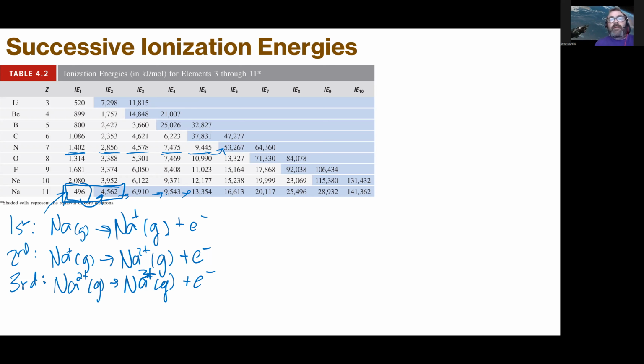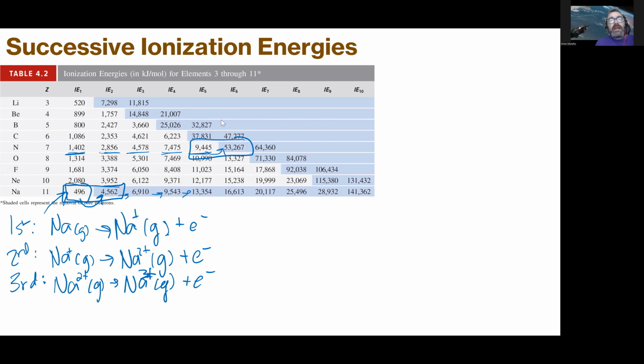You can identify what element we're talking about by thinking about where that giant jump is in the ionization energy. Since the big jump happens at ionization energy number 6 for nitrogen, that would mean that we have 5 valence electrons there.